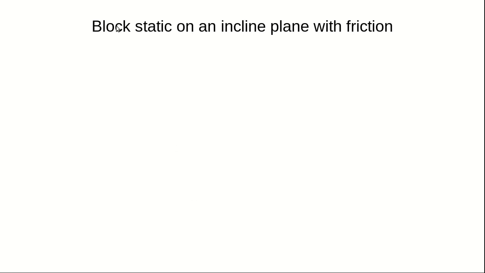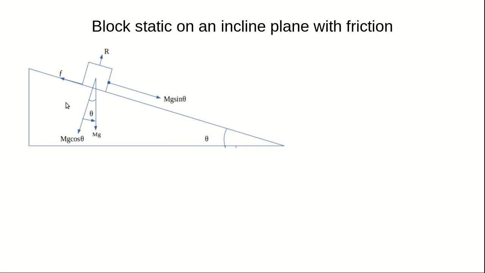This time I will look at a block static on an inclined plane with friction. That means this block is not moving, or it can also be moving at a constant speed. Either of these two scenarios can be taken care of by what we are going to be seeing here. So this body is static, right?